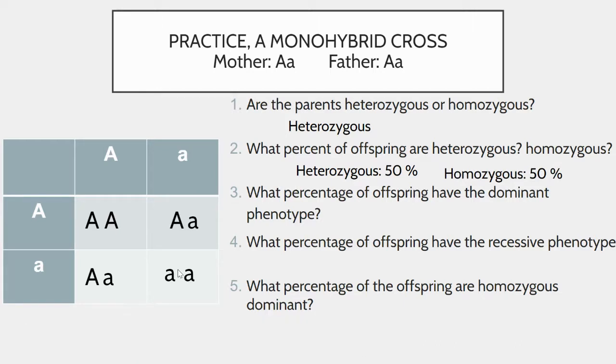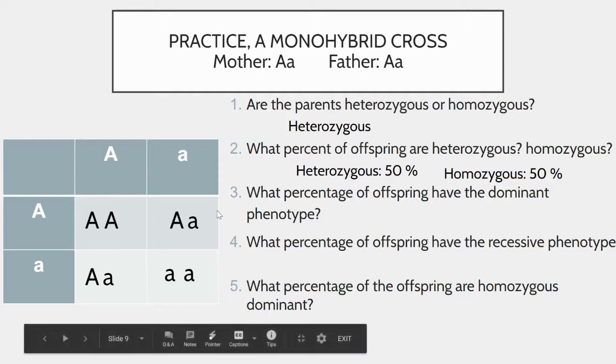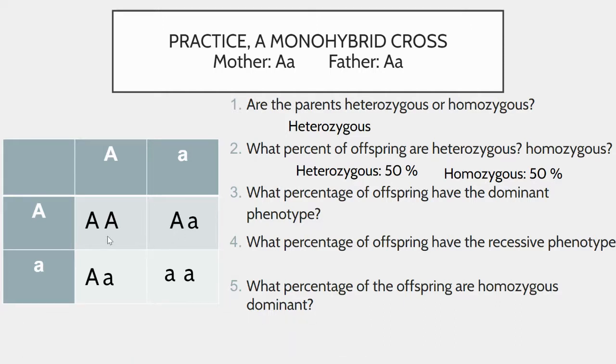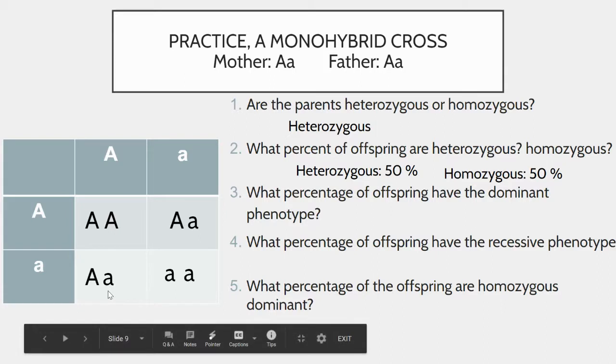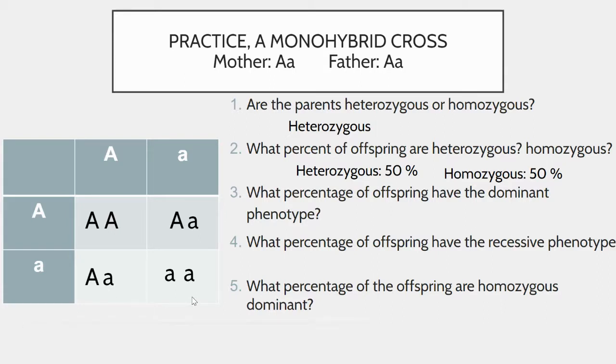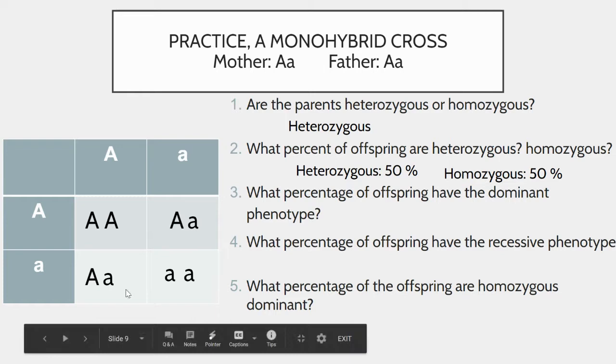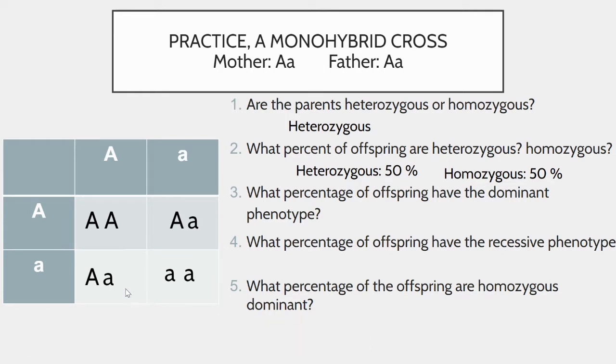All right, next up, what percentage of the offspring have the dominant phenotype? We talked a little bit about that here. If it has at least one big A, it is dominant. At least one big A, yes. Yes. Yes. No. So we have 3 out of the 4 that have the dominant phenotype, because 3 out of the 4 have 1 or 2 big A's, and that is going to be 75%.